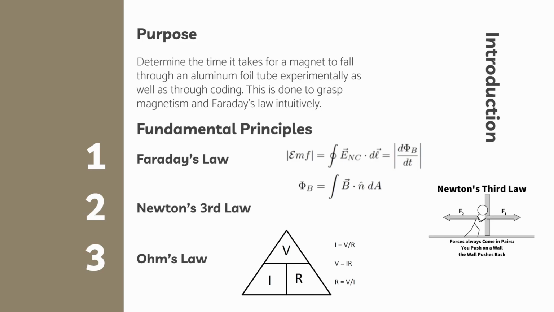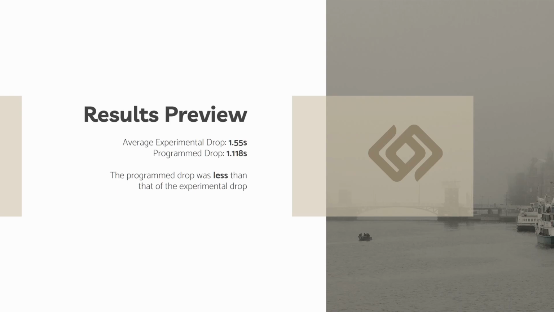The key principles we're using are Faraday's law for calculating magnetic flux, Newton's third law to understand opposing forces in the system, and Ohm's law to understand how voltage relates to the resistance and the current. Here's a result preview, and we see that the experimental drop time is actually much higher than the coding drop time because of experimental error.